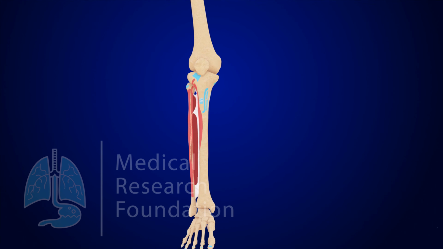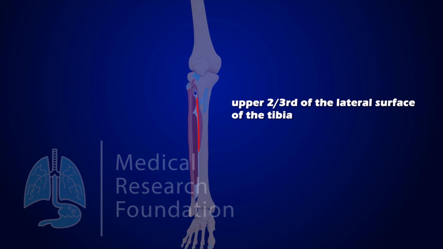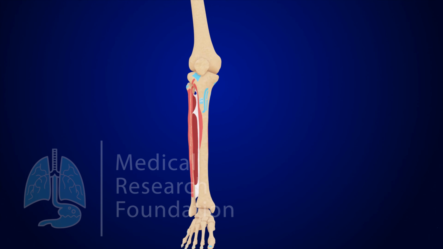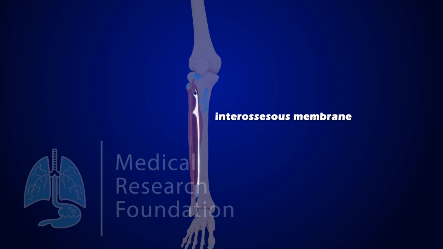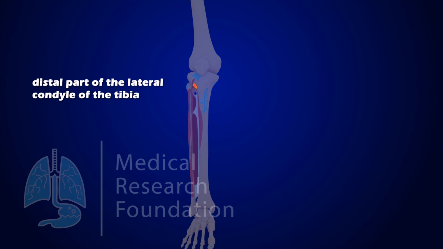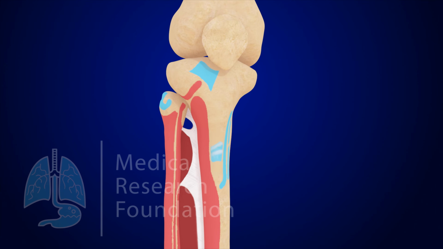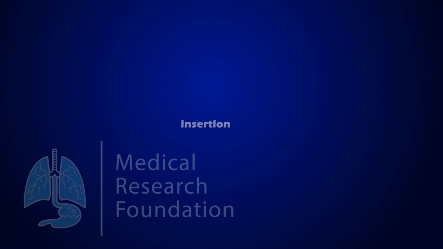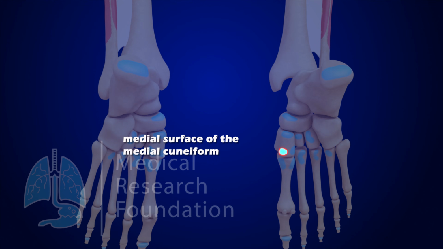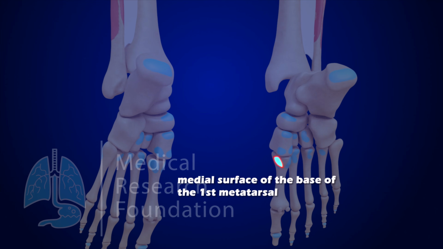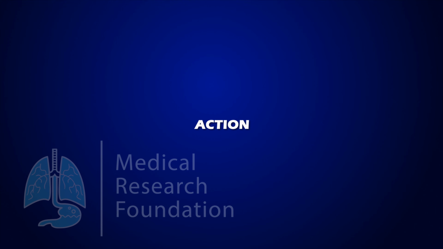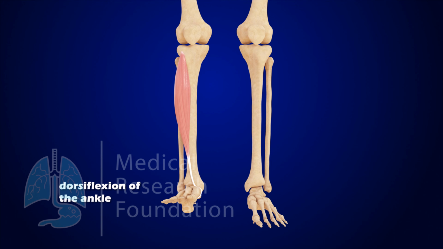Origin: upper 2/3 of the lateral surface of the tibia, adjacent part of the interosseous membrane, and distal part of the lateral condyle of the tibia. Insertion: medial surface of the medial cuneiform and adjoining medial surface of the base of the first metatarsal. Action: dorsiflexion of the ankle and inversion of the foot.